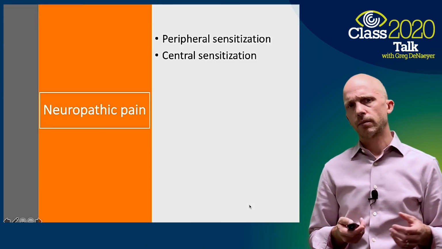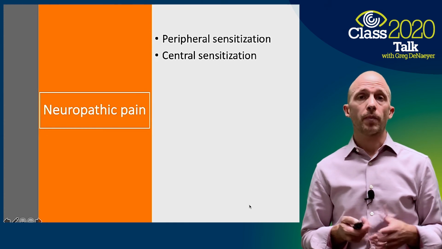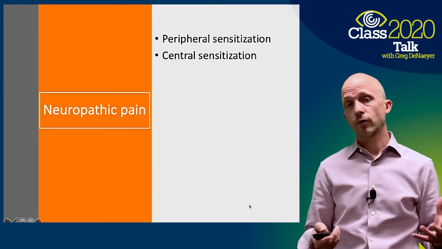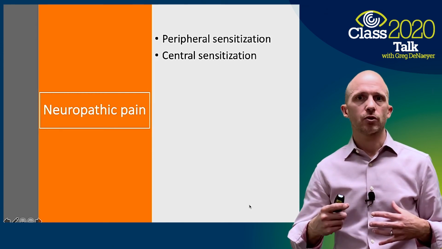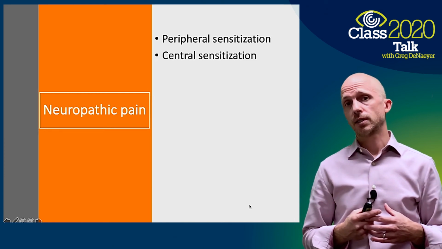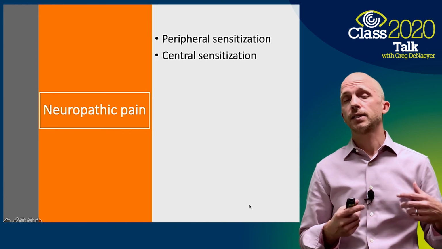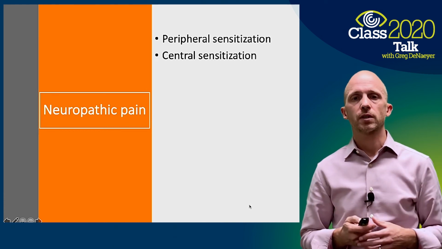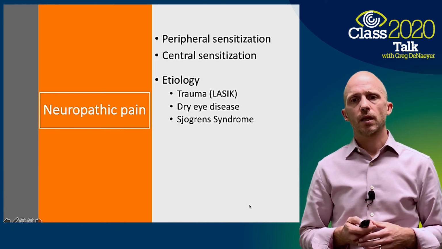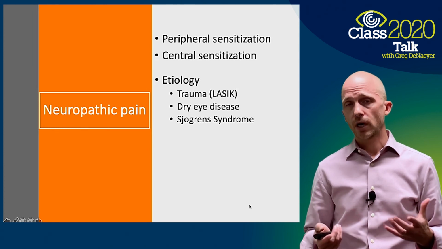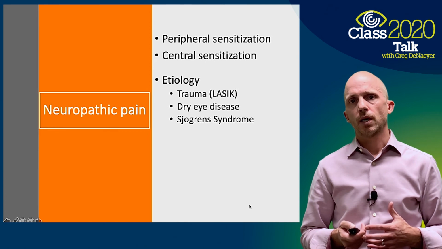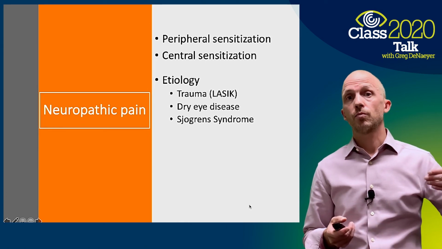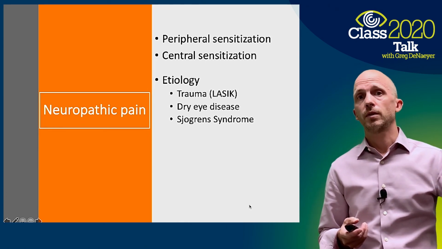Well, one last item, and that's neuropathic pain. Neuropathic pain is either a peripheral sensitization, those are the nerves that go just out into the cornea, or central sensitization, so a sensitization of nerves of the central nervous system. And this can happen after trauma, LASIK surgery, dry eye disease, or Sjogren's syndrome. Essentially, these patients are super sensitive to a stimulus.